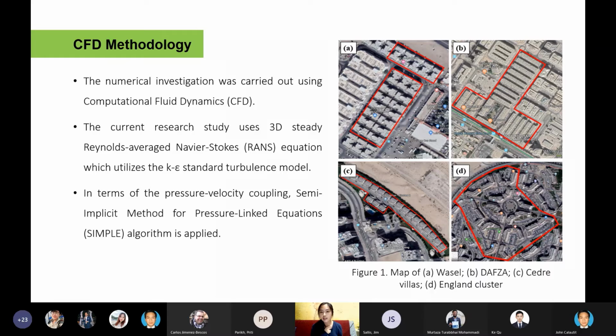On the right-hand side you can see map images of the different locations. First, you will see Wasel, and then Dafsa, Cedar Villas, and the England cluster. All these locations are in Dubai, UAE, and they have been chosen for their unique characteristics.